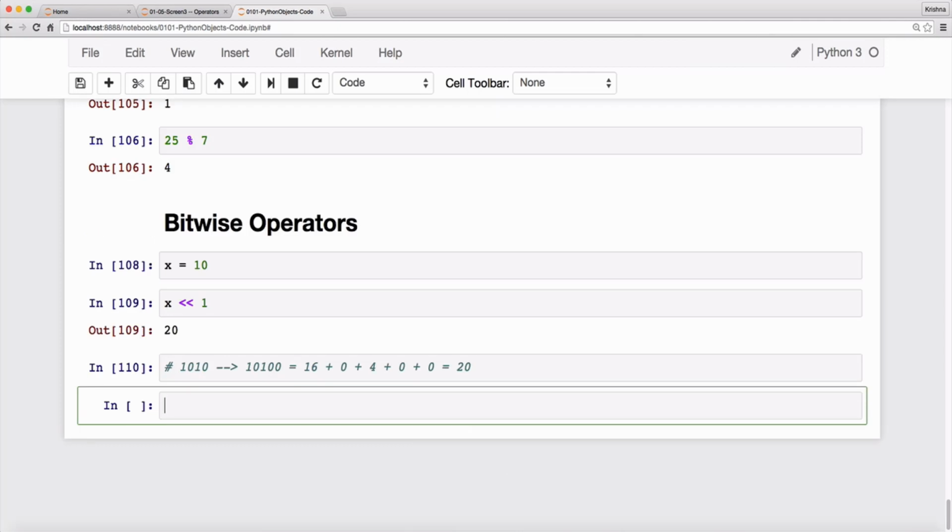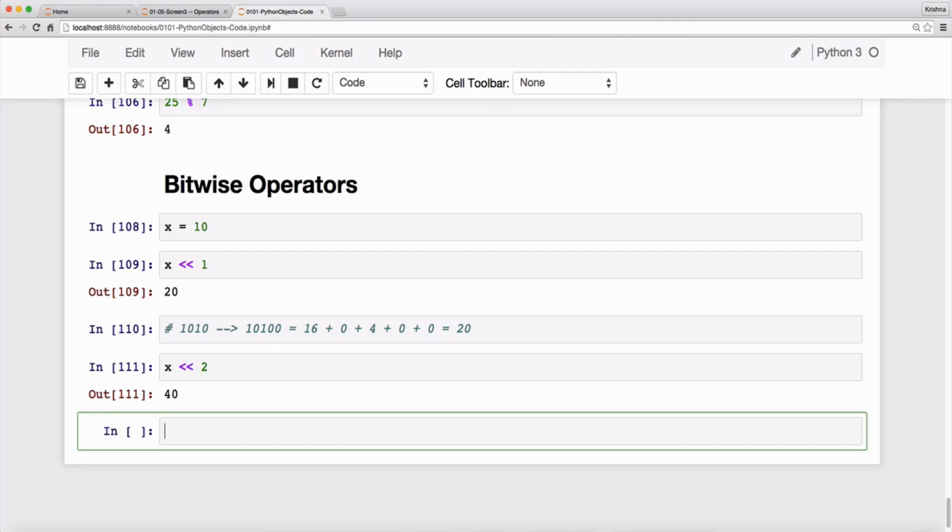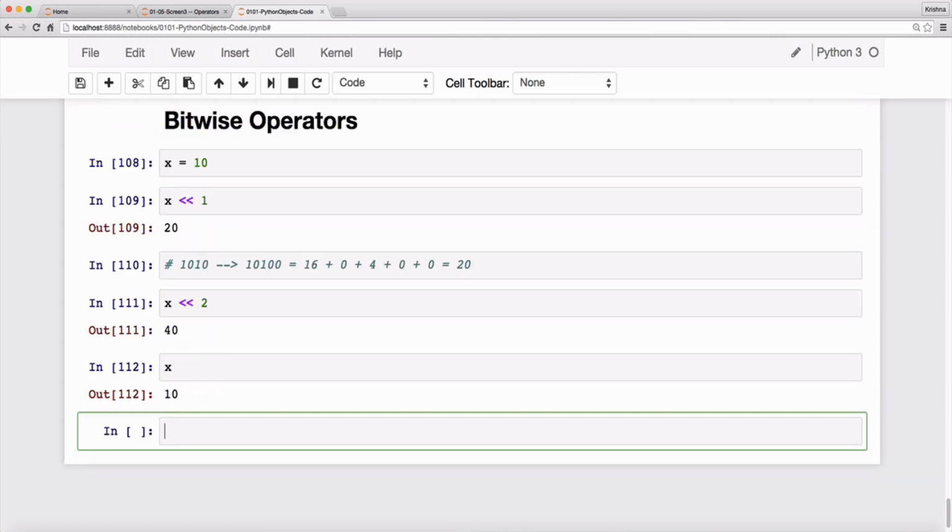And similarly, if you shift x by two places, then you will get 40. x is still 10, and if you shift it 2 times, then you get 40. Then let us say right shift. What is x now? x is 10. Suppose you shift it right by 1 place, x >> 1, you'll get 5.